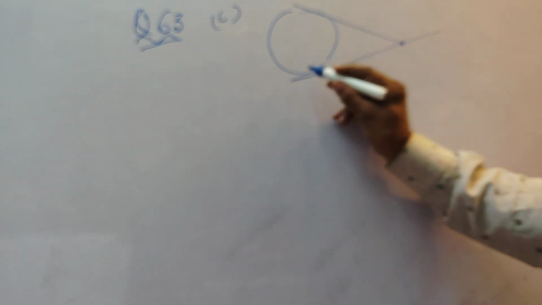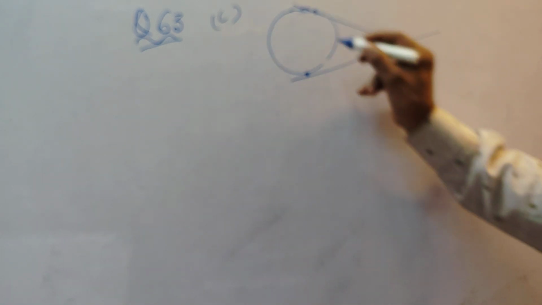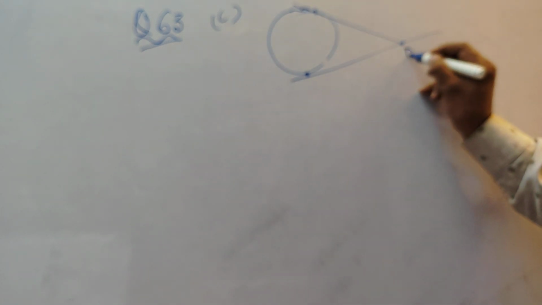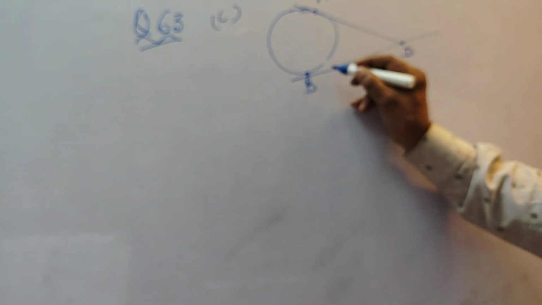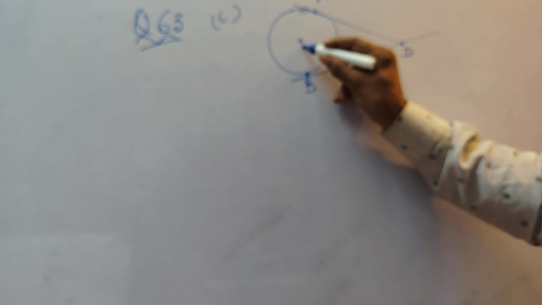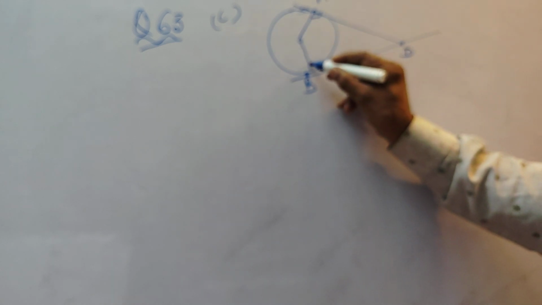Now C part is again a diagram, a circle, and outside there are two tangents. Two tangents means touching the circle. So these are the two tangents. The names of the two tangents are DA and DB. And here is the radius at the center of the circle. And radius and tangent make a 90-degree angle.